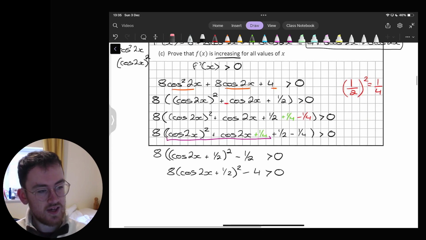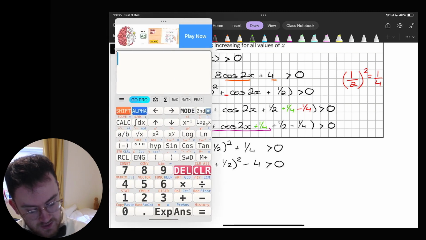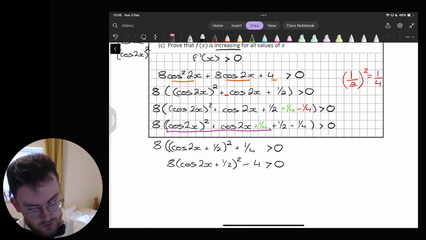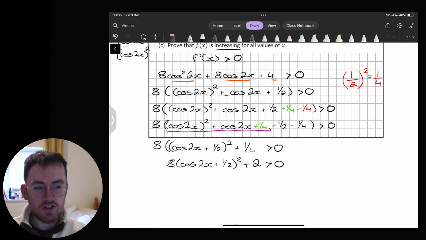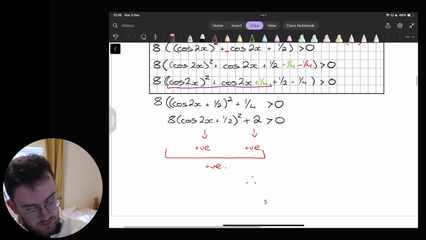Okay, and I want to prove that this is always going to be, oh, excuse me, sorry, this part here should be a half take away a quarter. Let's use my calculator, seeing as I can't do it myself. A half take away a quarter, of course, is just a quarter. So this part here should just be plus 2 instead of plus 4 there. Plus 2. And what we can say looking at that is that this is always positive, and this part is also always positive. So therefore, it's always positive. So therefore, the function f of x is always increasing.